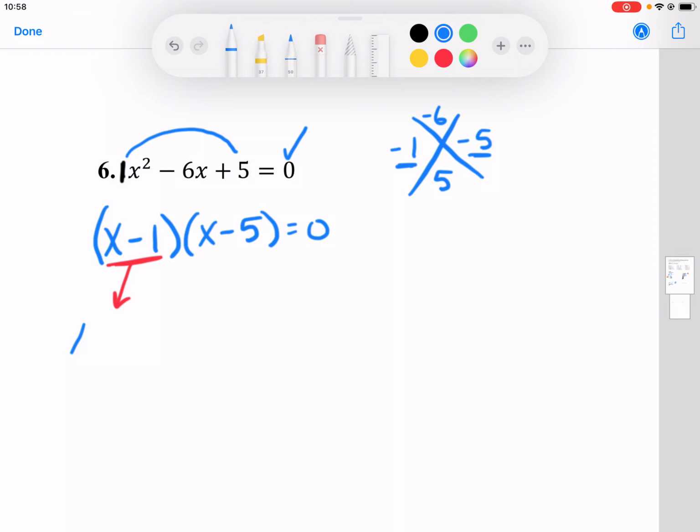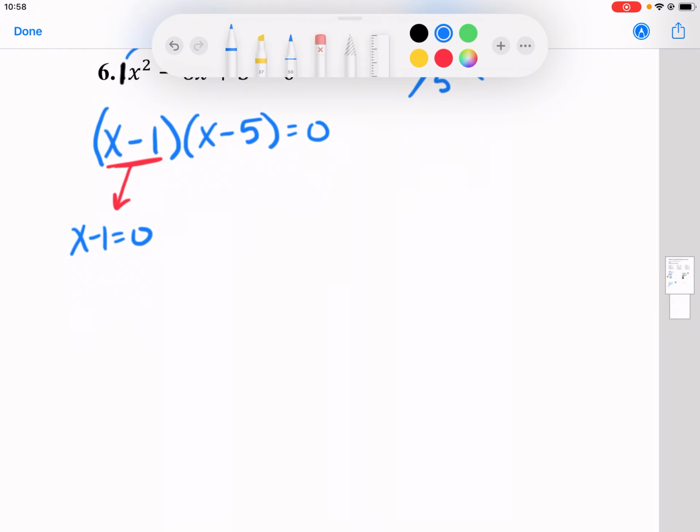So then we go ahead and write out the x minus 1 has to equal 0, and we solve for x. So we add 1 to both sides, and you get x equals 1.